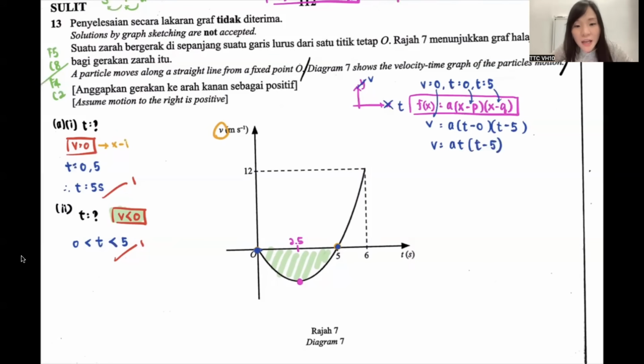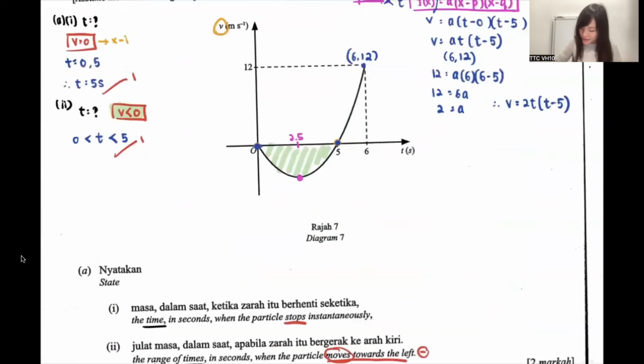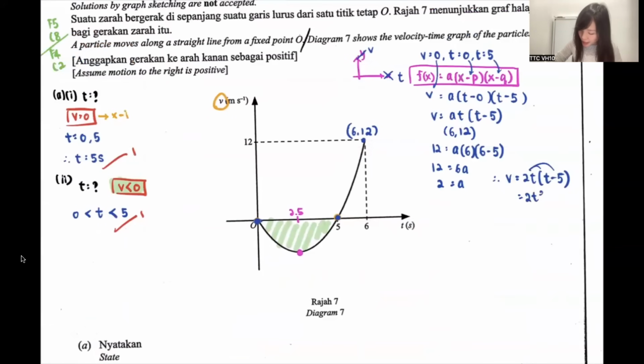Maybe you tell me, then teacher, a you want to find, you can sub. So don't use 0 and 5 anymore. Other than 0 and 5, they also pass through a point, 6, 12. So you can sub 6, 12 inside. The v is 12, the t is 6, bracket 6 minus 5. So 6a equals 12, so a is 2. So I can write nicely, v equals 2t bracket t minus 5. Is this what they want me to show? Yeah, almost there. Open the bracket, got it. Guys, easy or not? I think it's easy. Okay, my dear, see, got the equation.